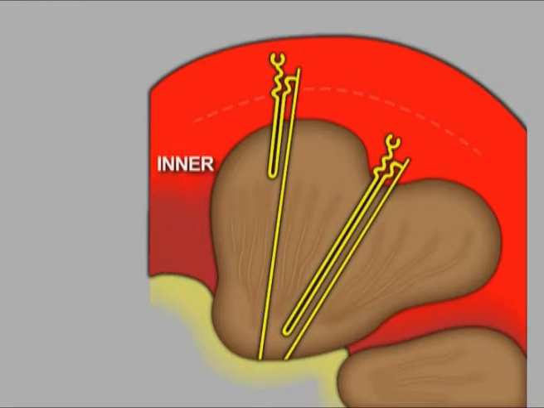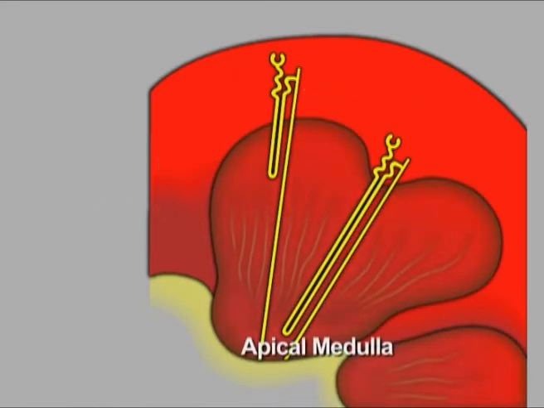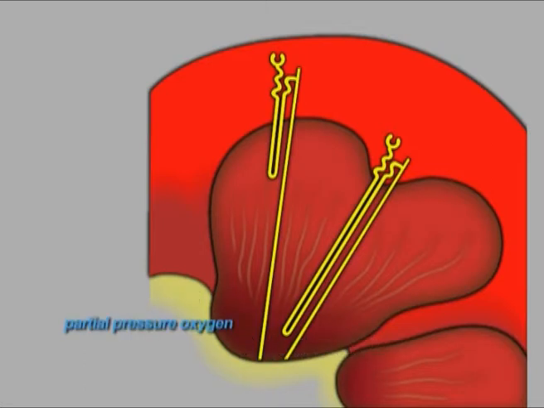Within the inner cortical region, the flow rate drops to about 3 litres per minute. This is diminished further within the apical medullary zones. Here, flow rates are sluggish at about 0.2 of a litre per minute. Similarly, the partial pressure of oxygen may be as low as 15 millimeters of mercury.